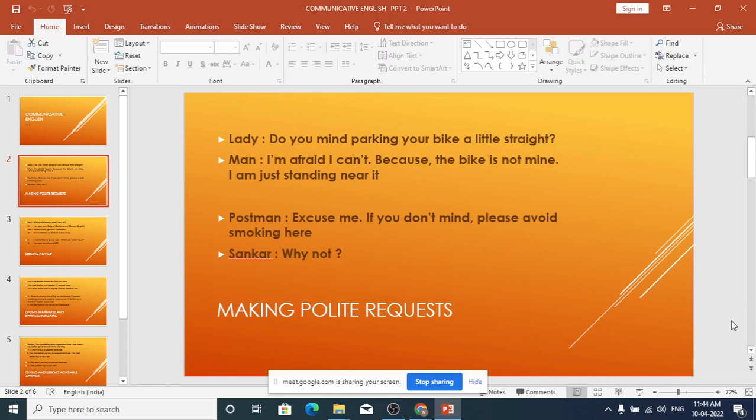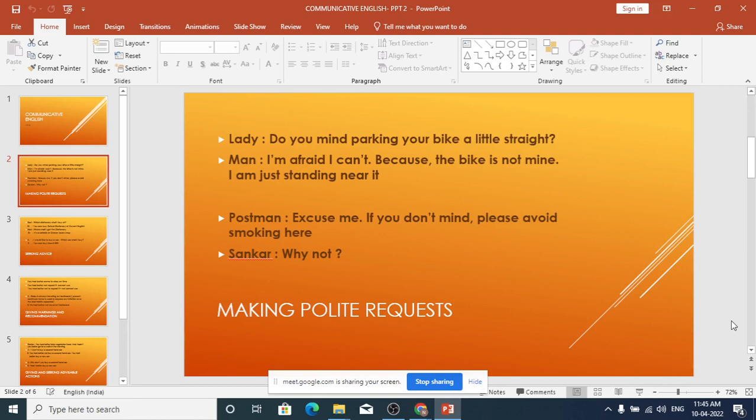Read this. Postman, excuse me, if you don't mind, please avoid smoking here. Sankar, why not? Okay. One more person. They can read the entire slide. One more person. Anybody? Viji, can you, or Prasanna? Somebody. Prasanna, can you read? Yes, sir.